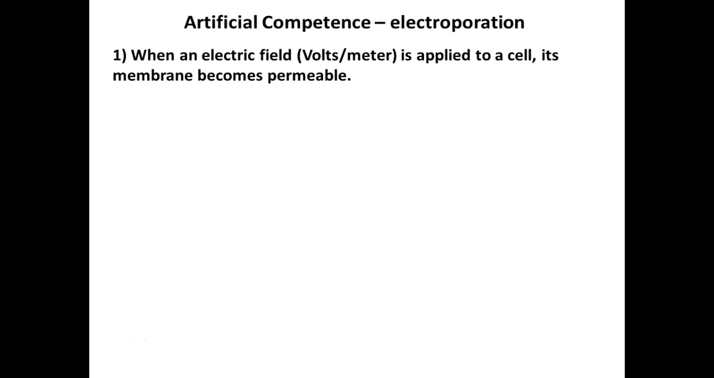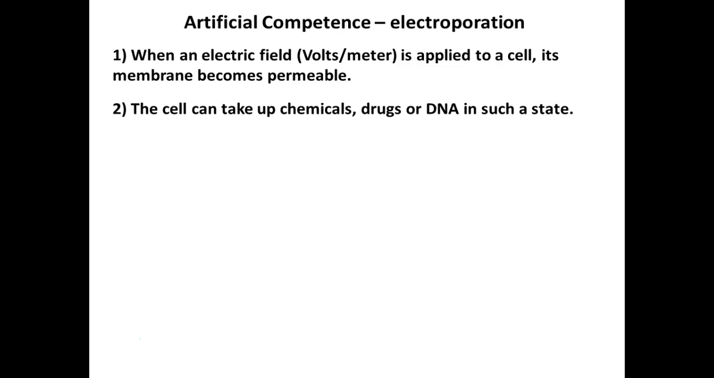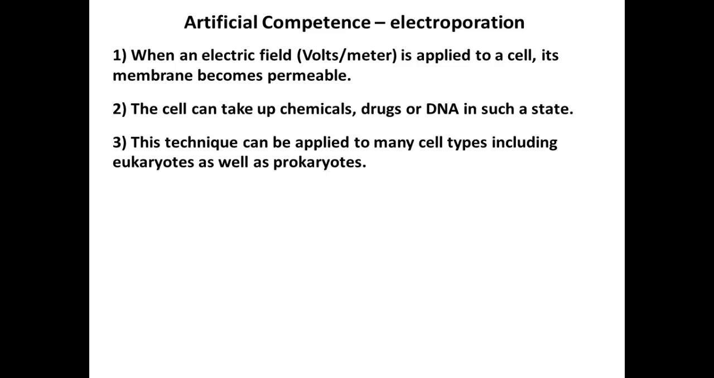So we can cause this to happen in the lab. One of the ways we can artificially cause cells to be competent, to want to actually take in DNA from the environment, is using electroporation, where we basically shoot it with an electric field. This, of course, makes the membrane permeable and allows the DNA to come into the cell. We can cause cells to take up chemicals and drugs and DNA, right? So not just DNA, we can get them to take up other things from the environment in this process. The technique can be applied to many cell types, not just prokaryotes, right? They can do this with eukaryotic cells as well.